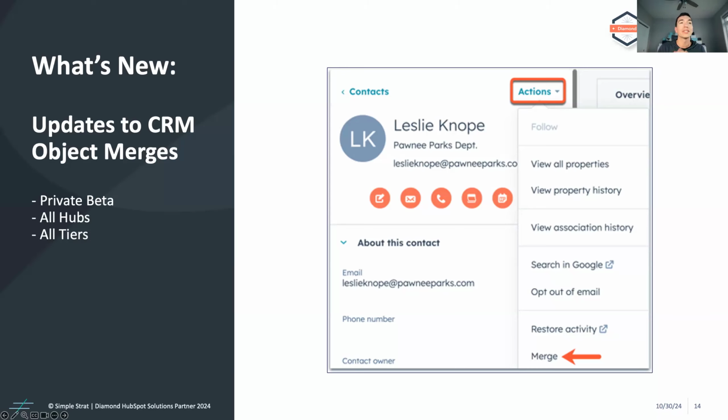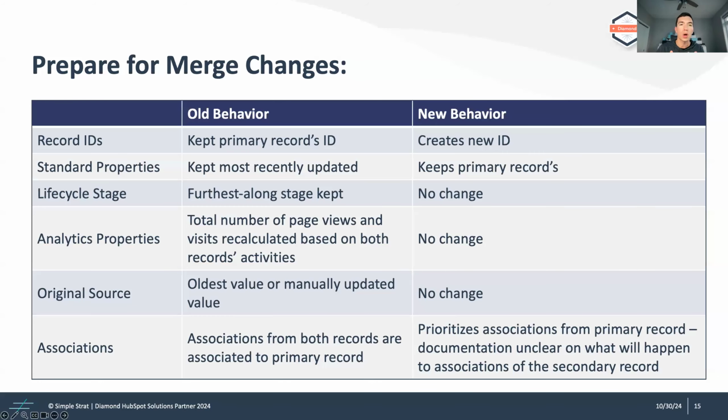So I will say right now, this is only in private beta, and it won't launch live until early next year. But what they're doing is when you merge two records, so merge two contacts, two companies, whatever, whether that's in the duplicate tool or just manually outside of the duplicate tool, the properties that are kept on that merged record are changing. So I'm going to give you a very text-heavy slide just so you have it for reference when you get the slides and download. But here is what the old behavior was and what the new behavior is.